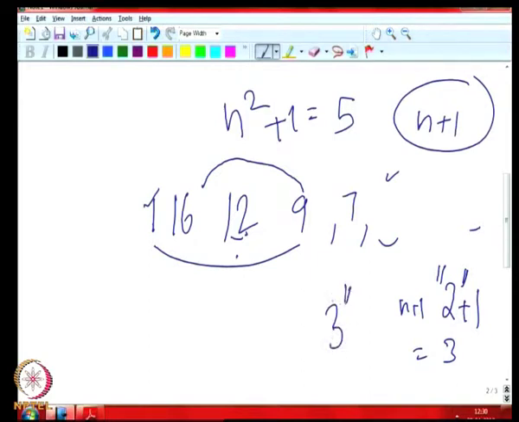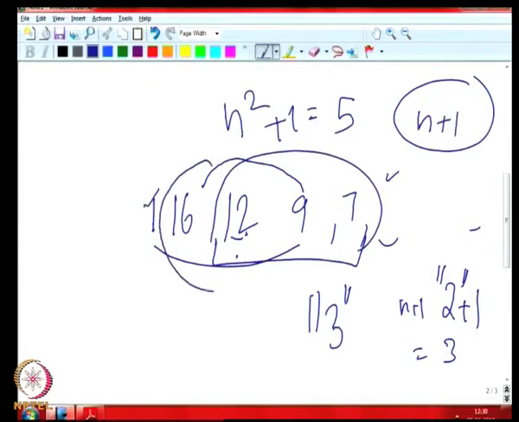But then the theorem says that if you have done that, you have surely made a decreasing subsequence of length 3, which is obviously true, because you can see 12, 9, 7, or here we have 16, 12, 9, something like that. So these extremes you cannot avoid.